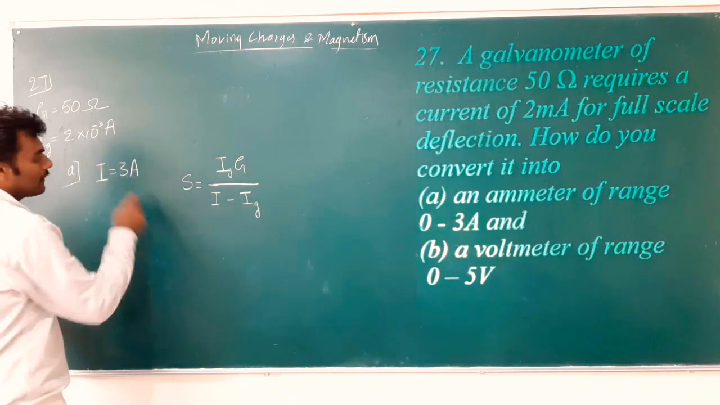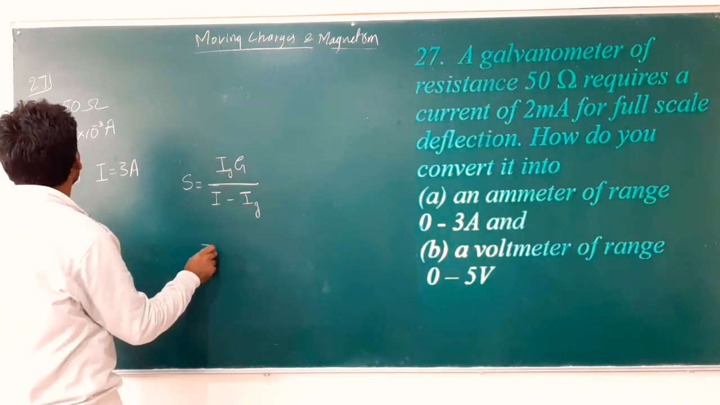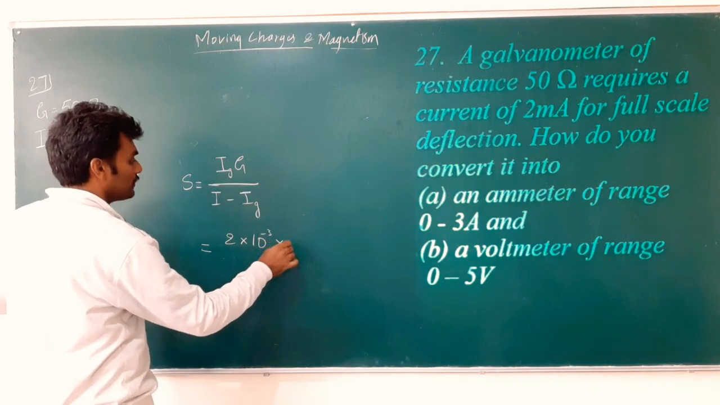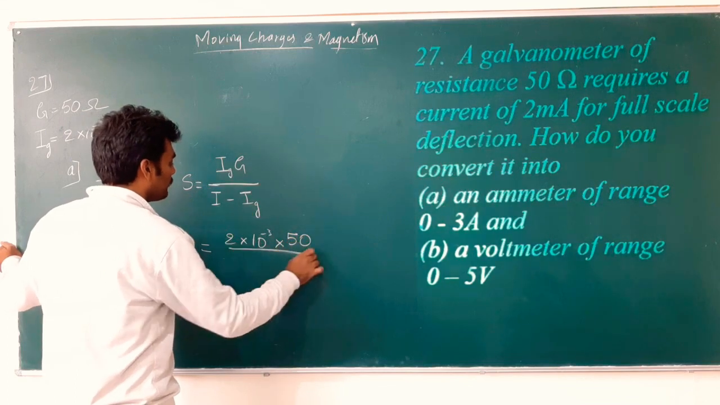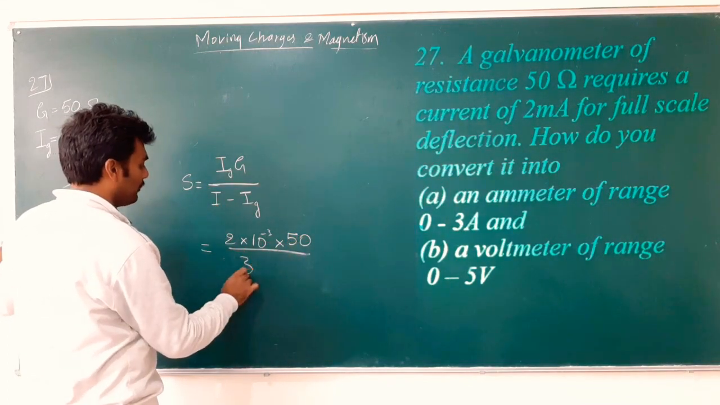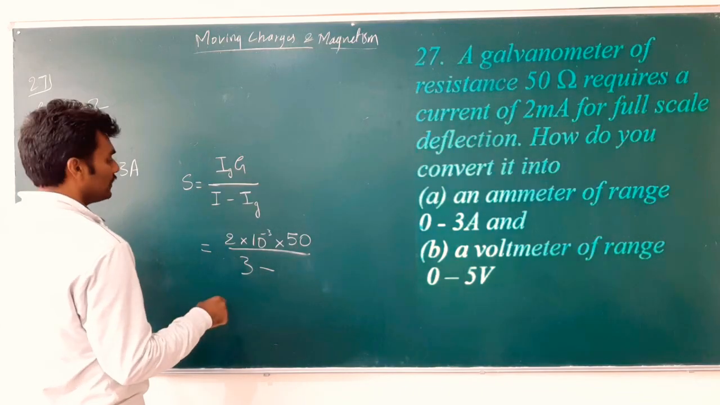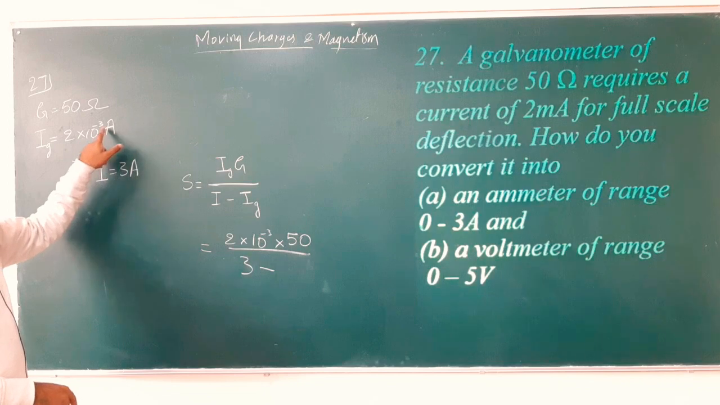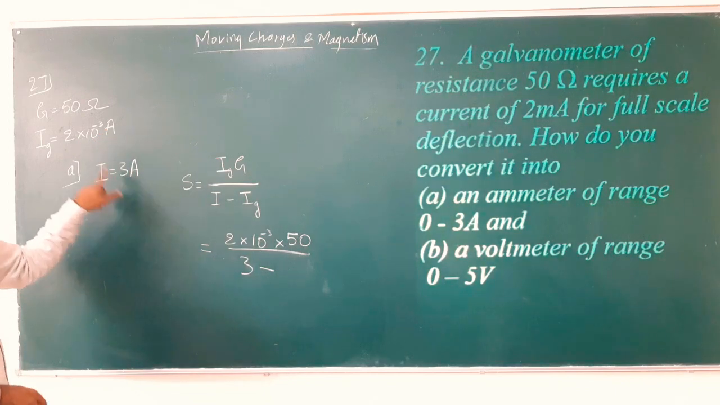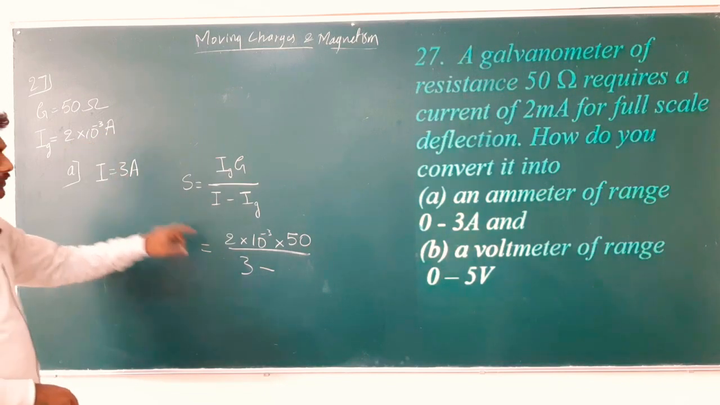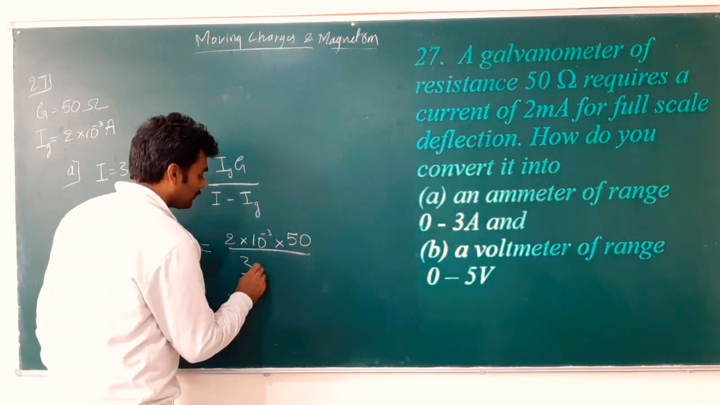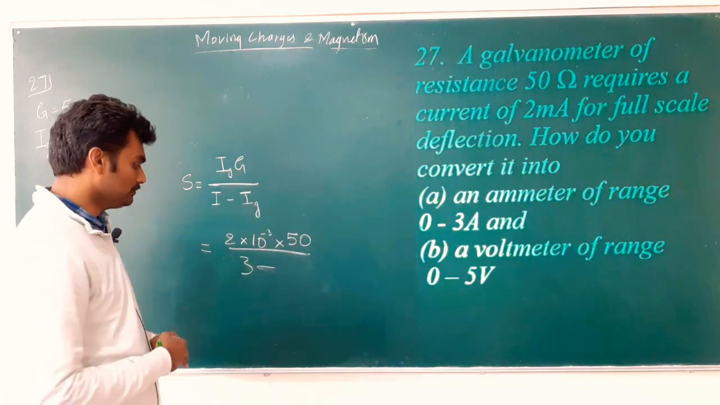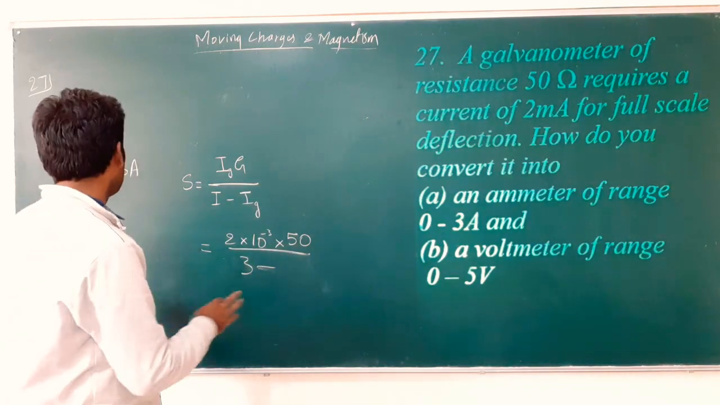So we have all the given data here. Ig is 2 into 10 to the power of minus 3, and resistance is 50 ohm. I is 3 ampere minus Ig, subtracting 2 into 10 to the power of minus 3 from 3. You shouldn't keep the powers when you subtract or add two numbers. If both the numbers have the same power, then it is fine. If not, you should eliminate the power.